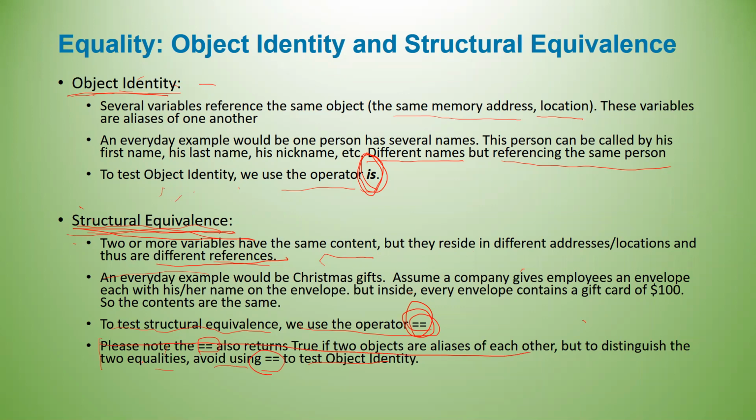So to test object identity, to see if they are aliases of one another, which operator do you use? Is. To test if they have the same content, which operator do you use? Equals equals. That's what this is. Any questions? If you continue to class 2, we will discuss this also. This is sometimes the confusing part, but if you can understand it here, that would be great.